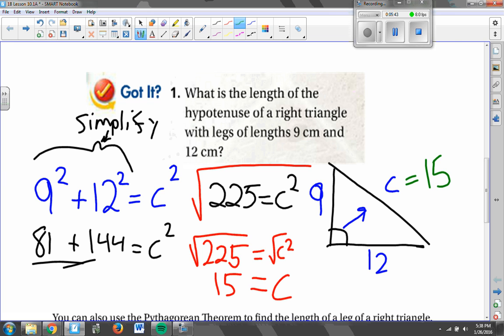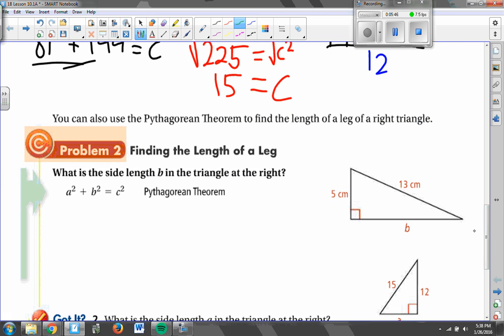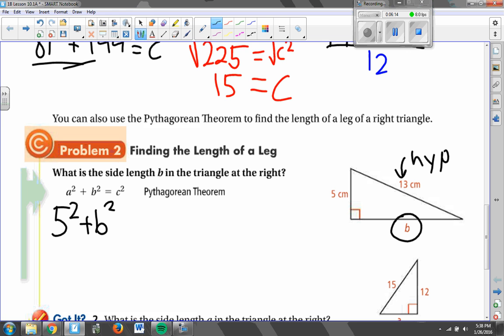Now you may also see problems that look like this, where again, they want us to find a missing side of this triangle. This time they want us to find b. That is not the hypotenuse of the triangle. This is the hypotenuse of the triangle, the 13. So when I put my side lengths, 5, b, and 13 into my Pythagorean theorem, it looks a little bit different. Now it's 5 squared plus b squared, which I still don't know right now, is equal to 13 squared. Okay, and again, I'll just simplify and try to solve.